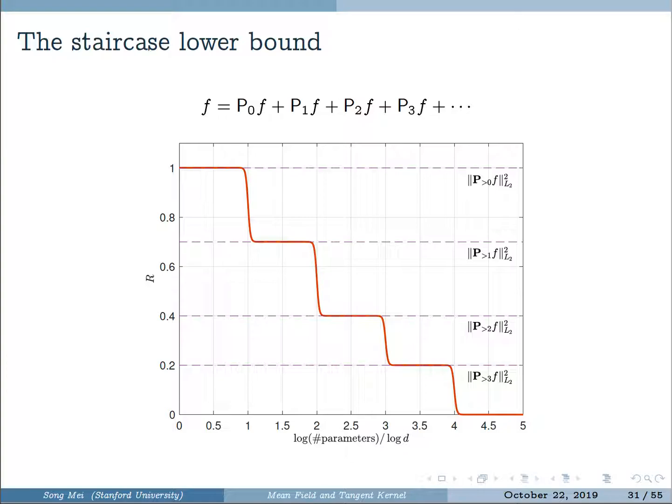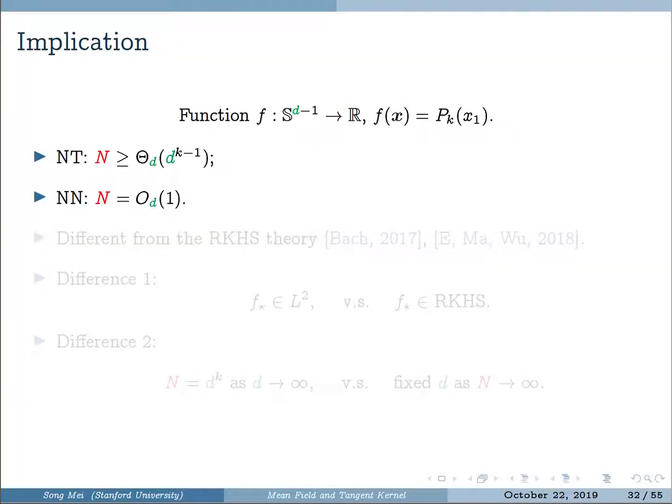So this approximation lower bound implies a separation result between the approximation of the linearized neural network and the fully trained neural network. Suppose we want to approximate a function on the d-dimensional sphere, which is a degree k polynomial of only the first coordinate. So this is a very simple function we would like to approximate. Then, using the neural tangent model, which is a linearization of this neural network, the number of neurons we would like to use is of order d to the k minus 1.